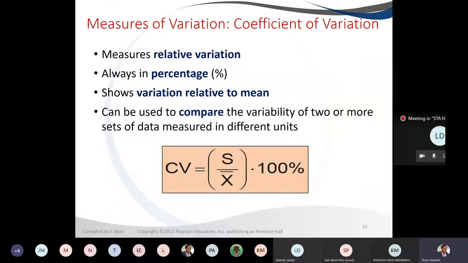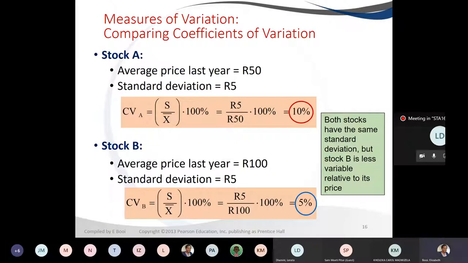But in this instance, because they already calculated the values of the mean and the standard deviation, we just need to substitute into the formula. Our S is our standard deviation, which is 5 rand, and our mean, our X bar, which is the average last year, is 50. So 5 divided by 50 gives us 0.1, multiplied by 100 gives us 10%. We can calculate it for another stock type, stock B. We have the mean of 100 and the standard deviation of 5. So 5 divided by 100 multiplied by 100 gives us 5%. Both the stocks have the same standard deviation, but they have different means.